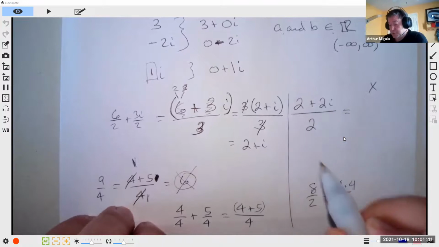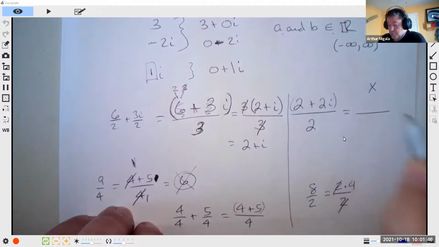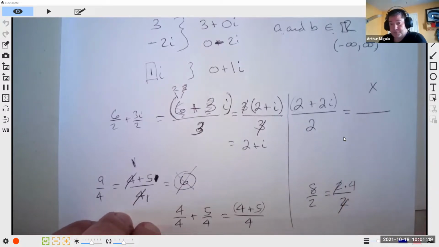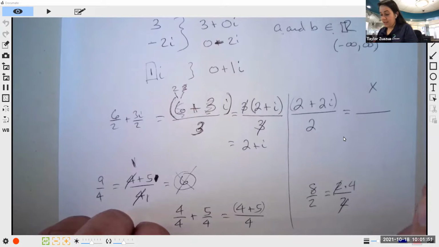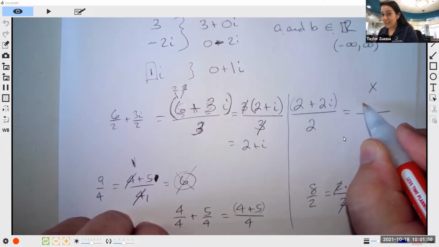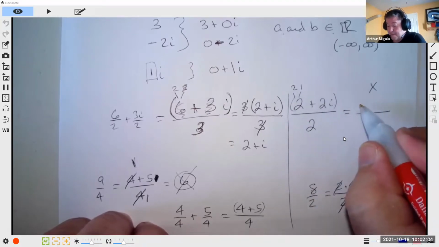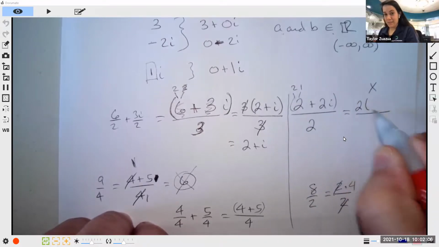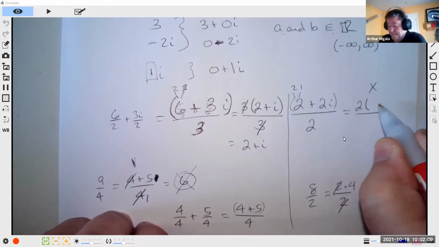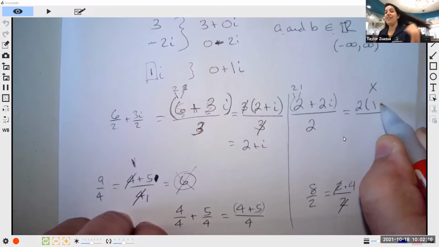All right, so let's do the other one. Since we know that rule now, what can we do on top? What do we have? It'll be 2 times 1. So what do they both have in common? 2, so obviously we'll take out a 2. And then we end with 1i.